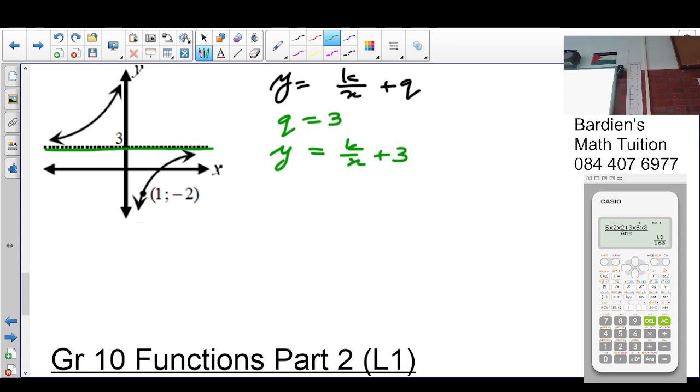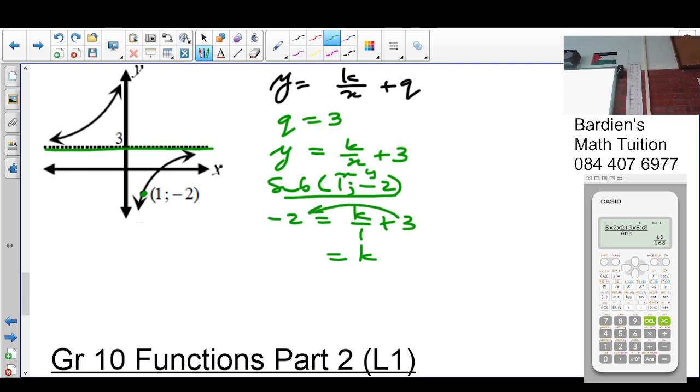What do we do now? We substitute the point lying on this curve, which is (1, -2), being an x and a y. So -2 is equal to k over 1 plus 3. So k is equal to -5. So y is equal to -5 over x. Easy, no?